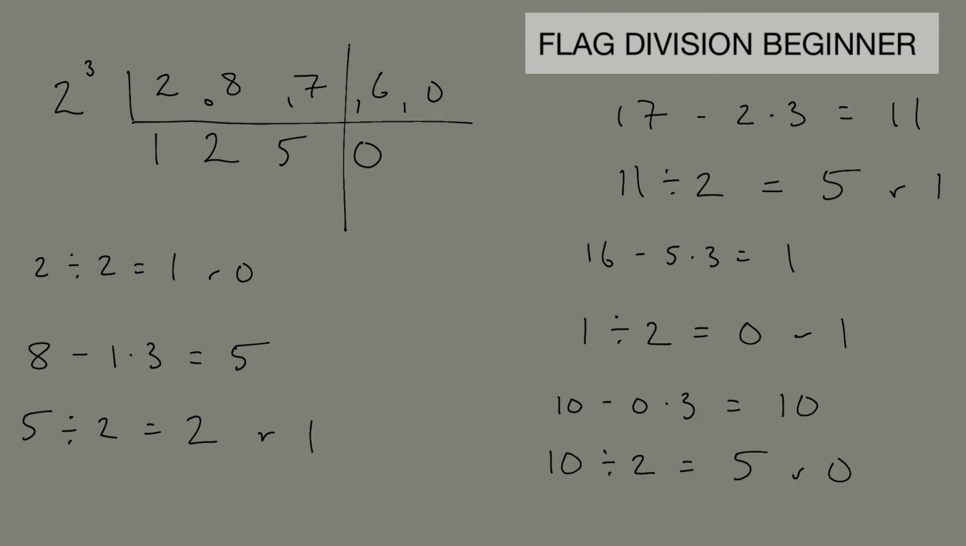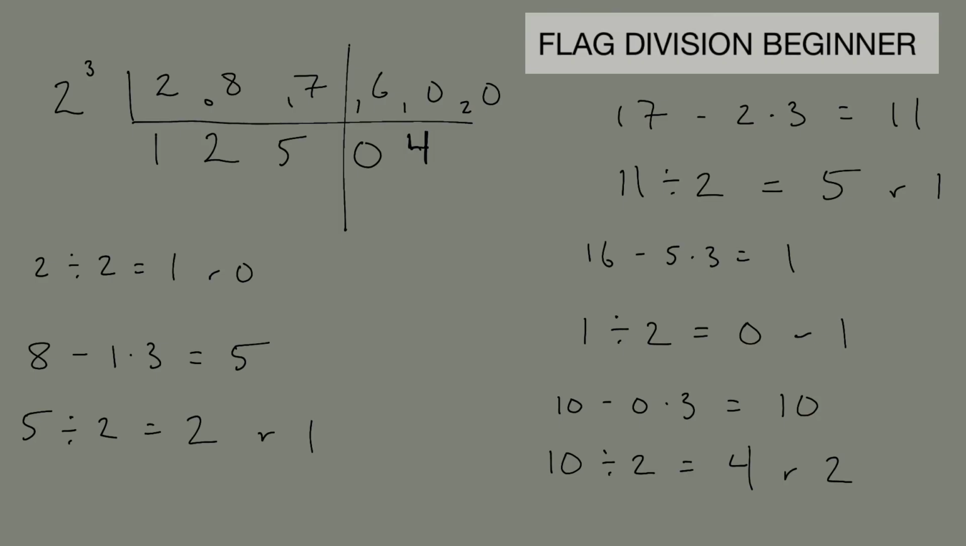But if we write that in here, notice that we write this 5, remainder 0. Now we have 0 minus 5 times 3. That gives us a negative number. So instead of writing 5, remainder 0, we're going to write 4, remainder 2. So now we can do our subtraction: 20 minus 4 times 3.